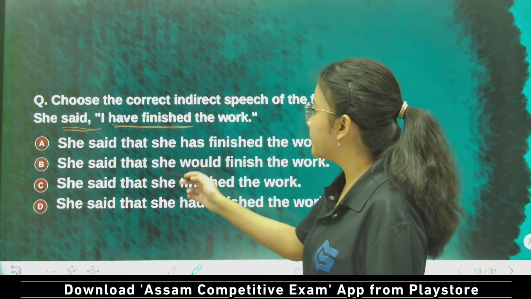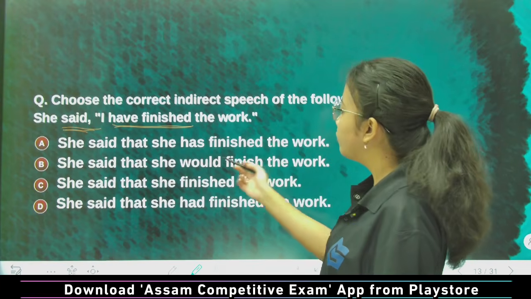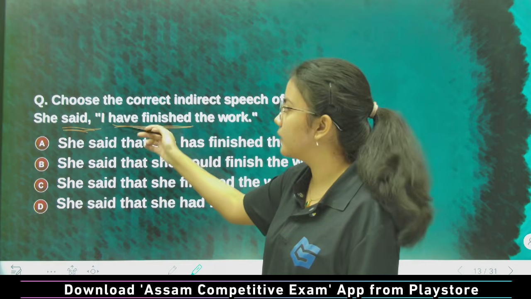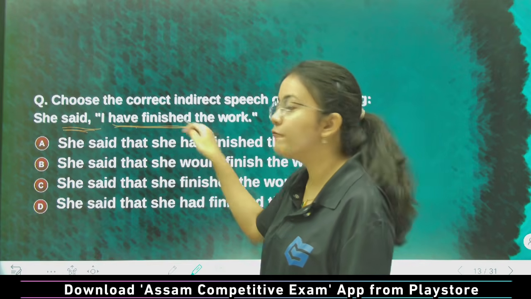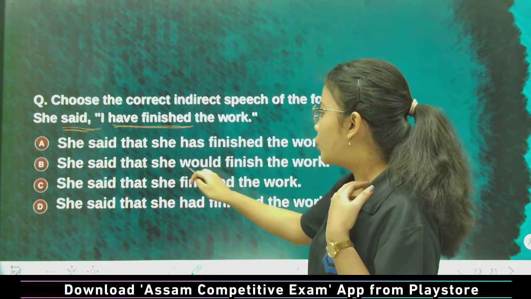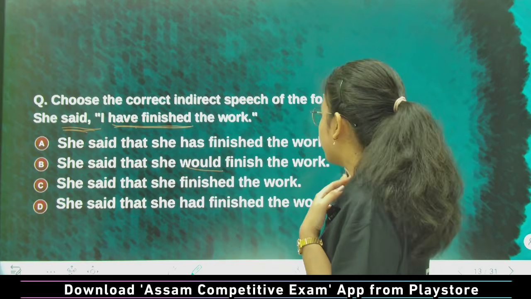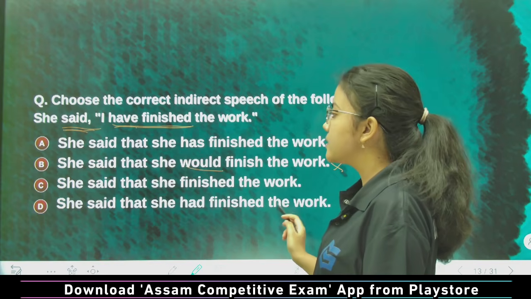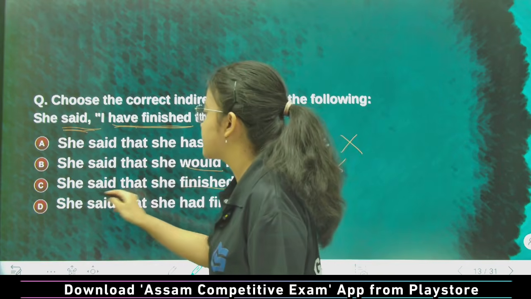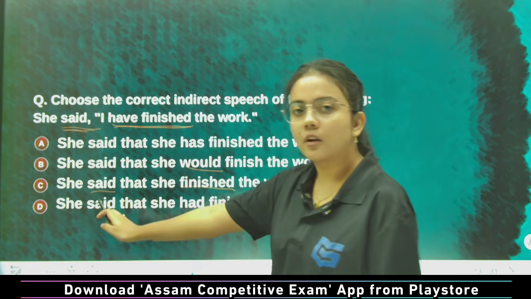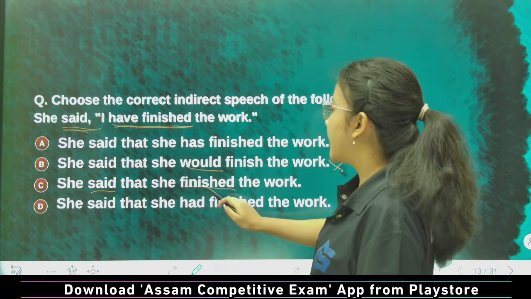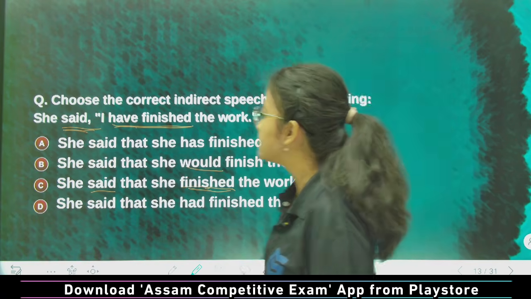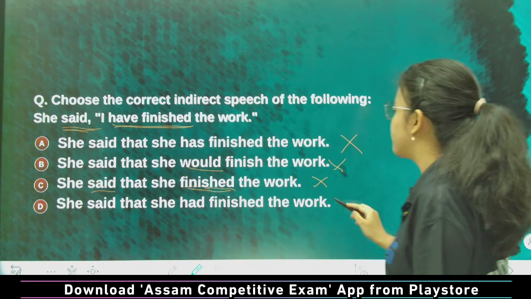B, she said that she would finish the work. Would is the past form of will, but there is no will in the original. It is not written I will, it is I have finished, right? So B is wrong. C, she said that she finished the work. In this sentence we have two simple pasts, and said is already simple past, so this is also wrong. So the correct answer is she said that she had finished the work.